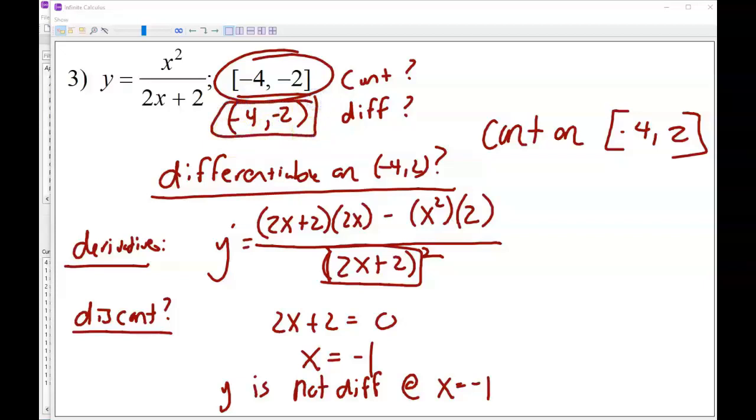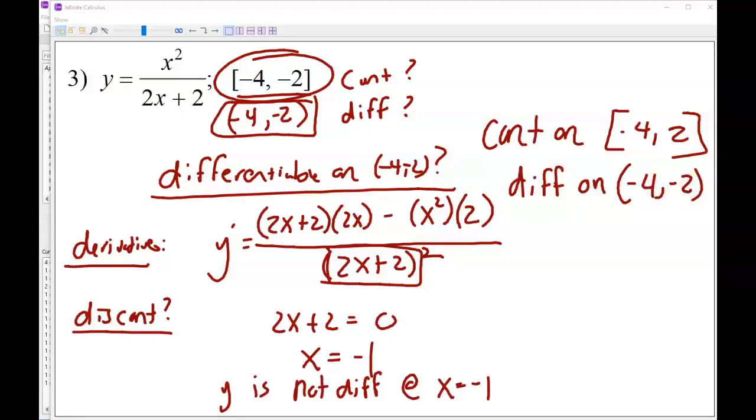From -4 to negative, I left a negative off there, that's kind of important. Is -1 on the open interval from -4 to -2? No, it's not. So we're good. This function only had one place where it wasn't differentiable, at -1, but that's not on our interval. So the function is differentiable on the entire interval that we care about.